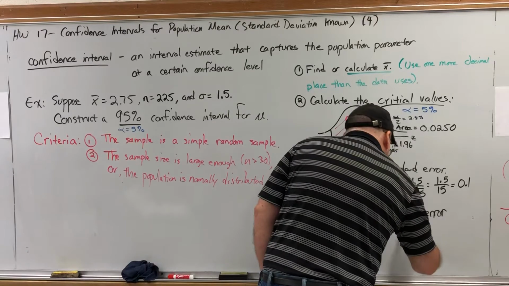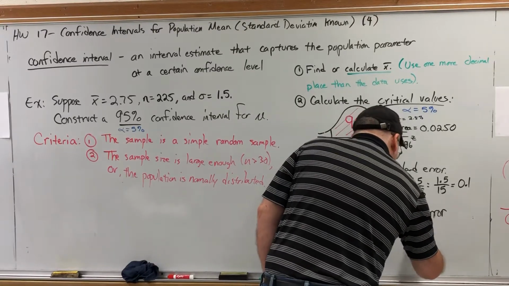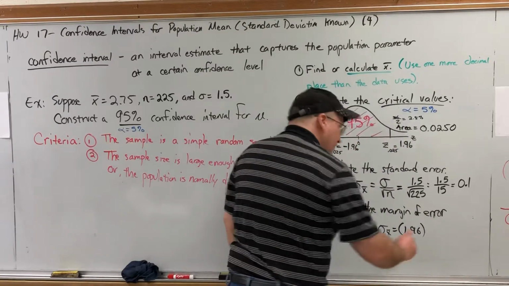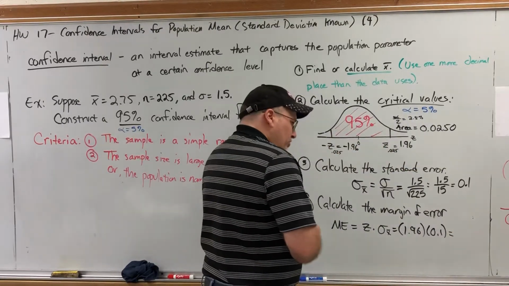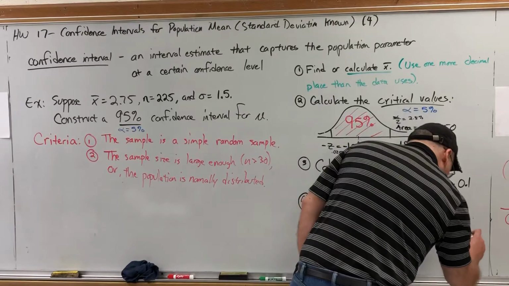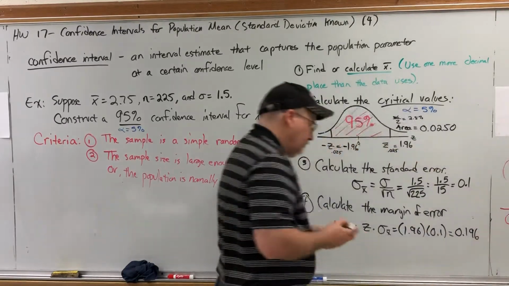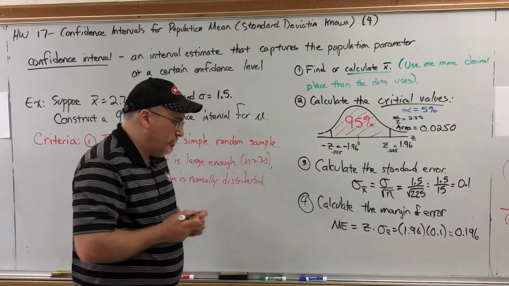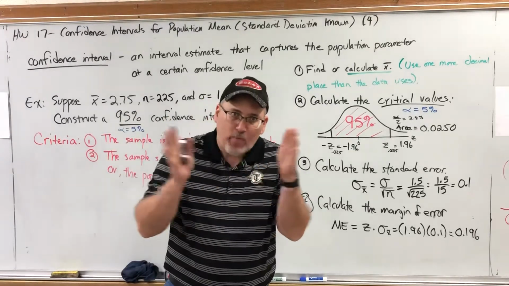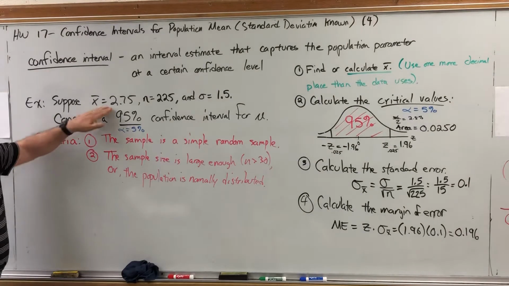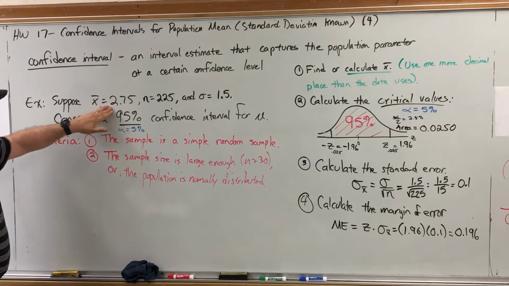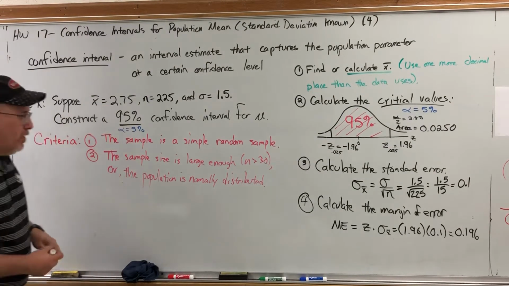So if we multiply 1.96, which was our critical value, times 0.1, that will give us 0.196. That is the margin of error that we will use to open the interval. And remember, the interval is centered at the point estimate. The interval for mu is centered at x bar.